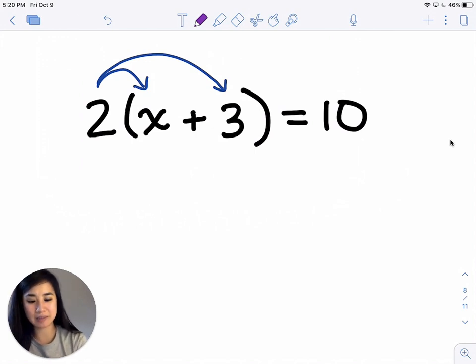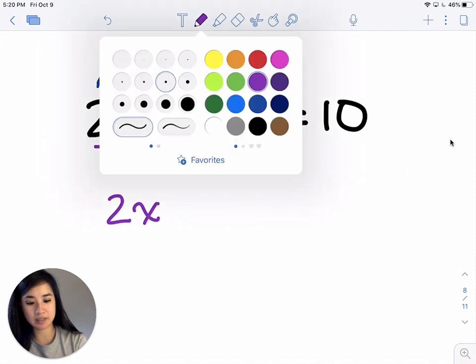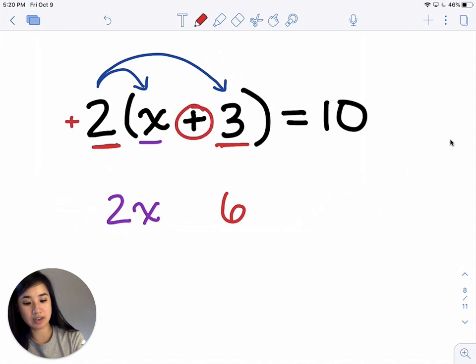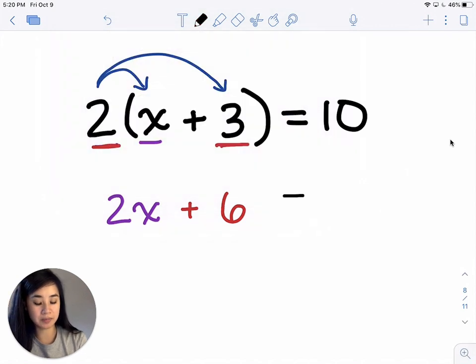So 2 times x is going to be 2x, and now you have 2 times 3, so 2 times 3 is going to be 6. And that's a positive 6 because both this 2 and this 3 are positive. So we'll end up with a positive 6. All right, I've distributed my 2. I'm just going to write down my equal sign and my 10.